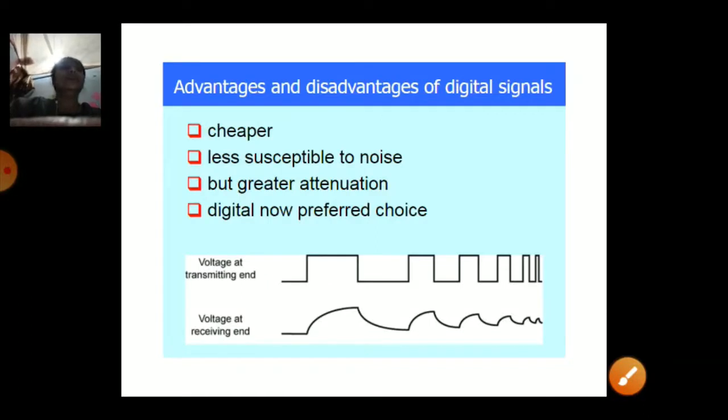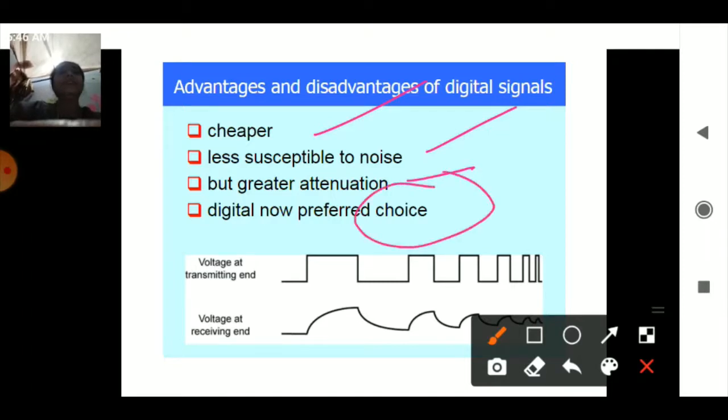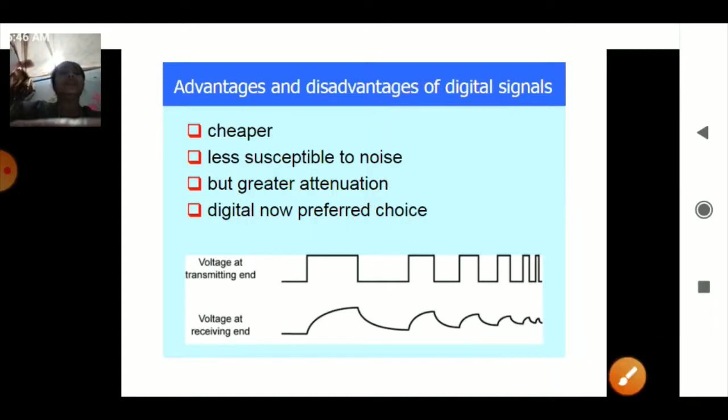So the advantage of digital signals is that they are cheaper and less susceptible to noise; they cannot accept much noise. But greater attenuation means more disturbances, and loss of energy will be there. Each and every time you need a device which will strengthen your signals, nothing but repeaters or regenerators, to make your signal stronger. Digital is now the preferred choice, and nowadays the choice is mainly between digital devices only. Okay, those are the advantages.